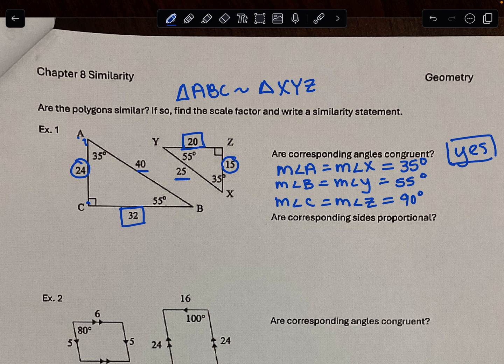So now I can easily go through and write my proportional sides. I'm going to start with AC, 24 over what? 15. Okay. And then let's do 32 over 20. And then 40 over 25.